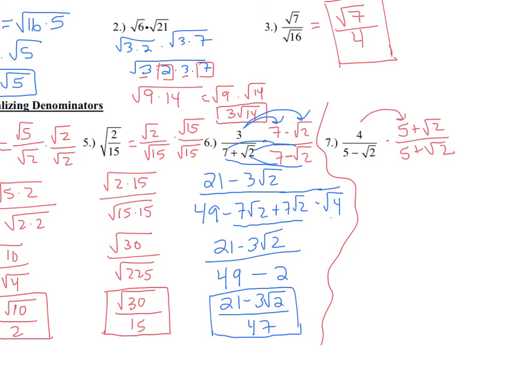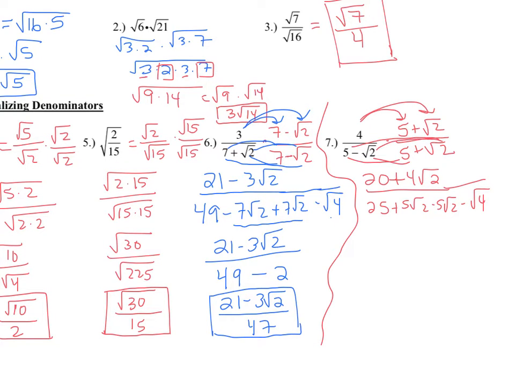Again, distributive property in the top, since it's a monomial times a binomial, so we get 20 plus 4 square roots of 2. In the denominator, FOIL or generic rectangle, so I get 25 plus 5 square roots of 2 minus 5 square roots of 2 minus the square root of 4 when I do square root of 2 times square root of 2.